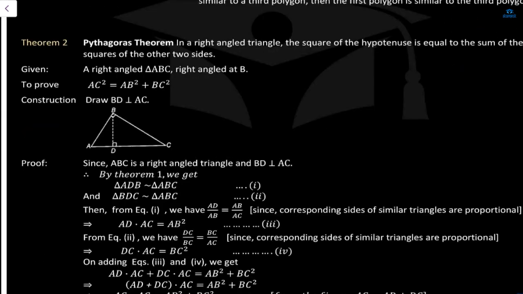Now, what does the Pythagoras theorem say? I think we have been using Pythagoras. You have done the proof also, but right now the proof that we are going to study in this chapter, we are going to use similarity of triangles to prove it.